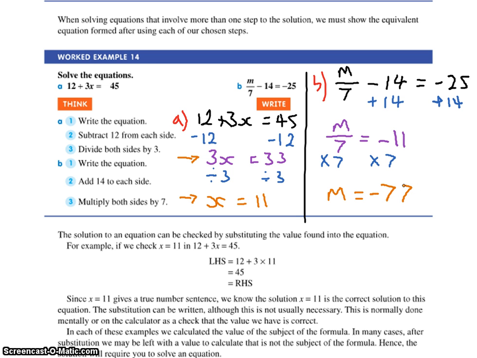So the process is the same. That was an interesting way of showing you that the process is the same. It doesn't matter what the numbers are.